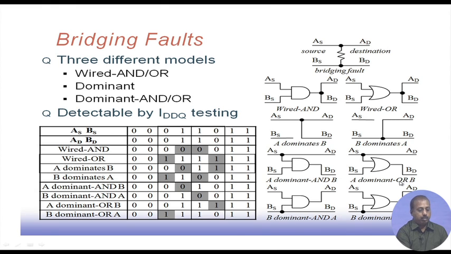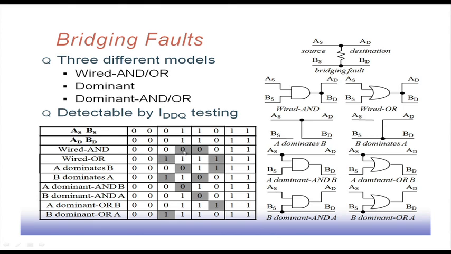Similarly, this A dominant OR B. In this connection, the B line will get dominated by A, and A continues at its previous value, but B is dominated by this OR function. And the other way, B dominant AND A, and B dominant OR A. So, these are possible. Accordingly we can get this truth table, and in this case also, if we want to detect this type of fault, we have to take help of IDDQ testing, which measures the current flowing through the line.